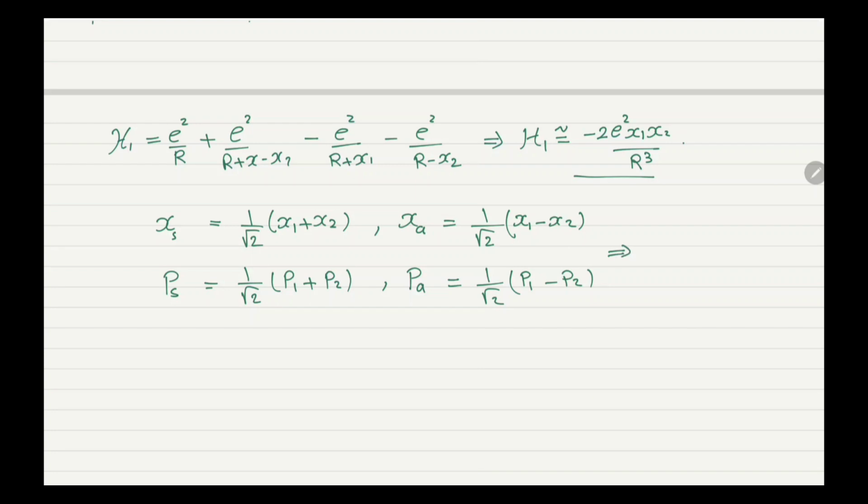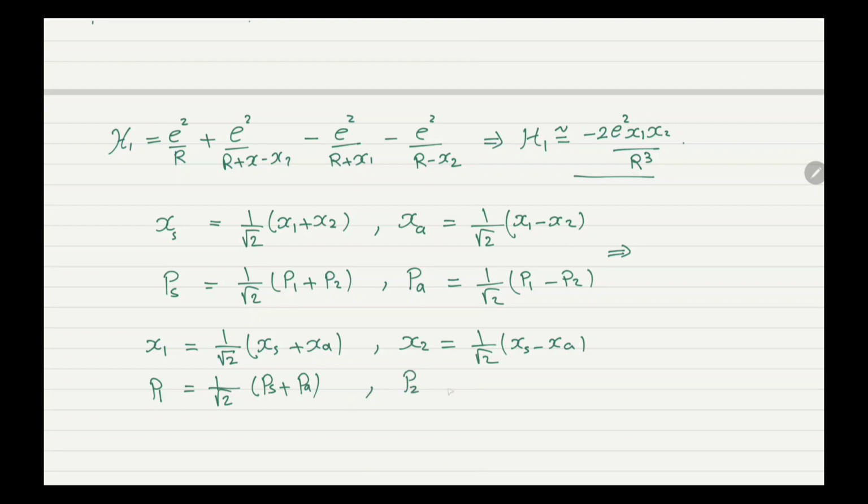Now if we solve these transformation modes, we get x1 equal to 1 over square root of 2 times x symmetric plus x antisymmetric, and x2 equal to 1 over square root of 2 times x symmetric minus x antisymmetric. Same thing for p1 equal to 1 over square root of 2 times p symmetric plus p antisymmetric, and p2 equal to 1 over square root of 2 times p symmetric minus p antisymmetric.